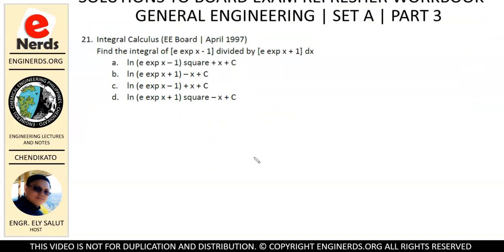So we have problem number 21 na lumabas sa EE board exam noong April 1997, and this is for integral calculus. So let us find the integral of e exponent x minus 1 divided by e exponent x plus 1 dx. And these are our choices para sa question na to. So para ma-solve natin siya ng mas madali, isulat natin itong given natin.